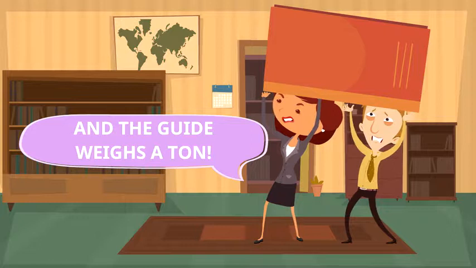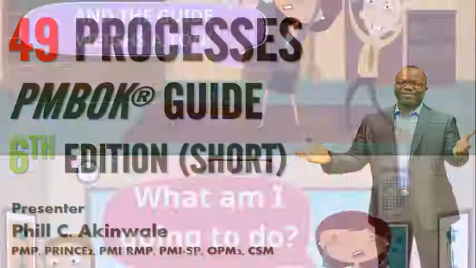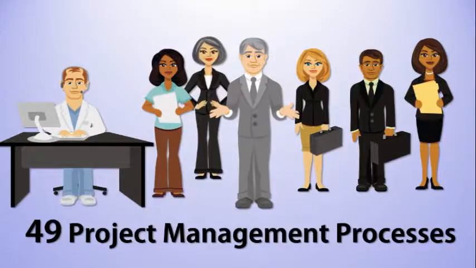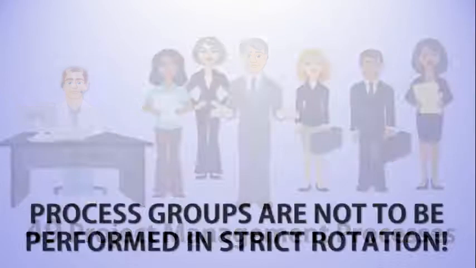We're going to do this pretty quick. We've got a longer version out there on YouTube. To find a longer version, click on the I button at the top right corner of this video to view the 45-minute version. There are 49 processes in the PMP guide 6th edition, and they're broken out by process group.